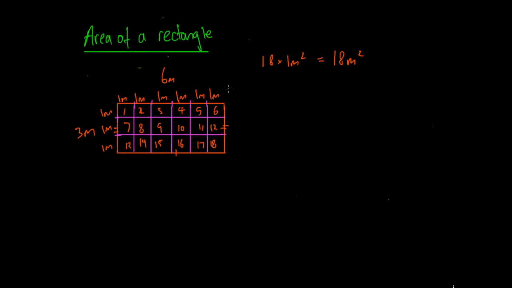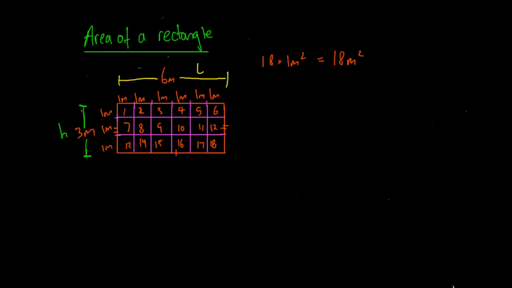So if we look at this side length here, we know we have 6 of these 1 meters, and we'll say that this is the length of our shape. So the length is going to be 6 meters. If we look at this other side, we know that there are 3, and we'll call this the height. So the height of the shape is 3 meters, the length is 6 meters.